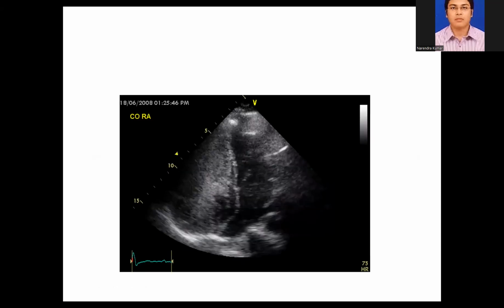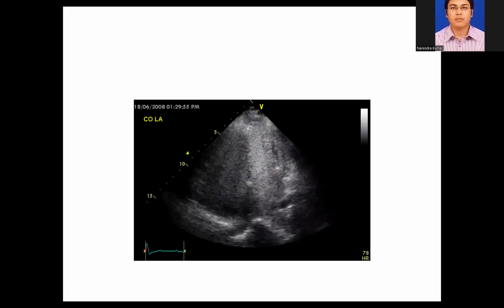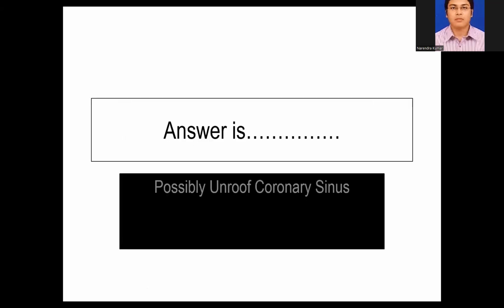Normally, if there is an ASD, you give a contrast in the right arm and the bubbles will spill over to the left side through the atrial septal defect. So why is this happening? This answer would be given by this image.